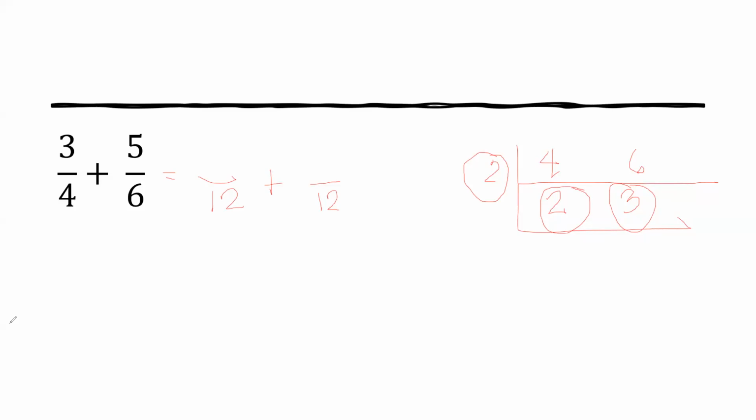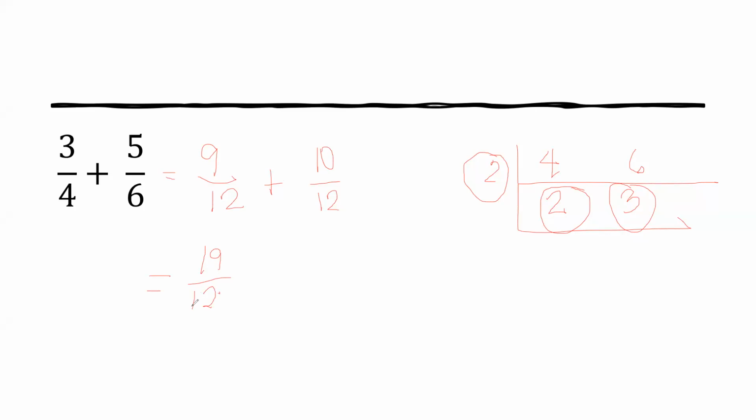Divide, then times. 12 divided by 4, 3 po. Times 3, 9. That will be 9. Dito naman tayo sa 5/6. 12 divided by 6, 2. Times 5, 10. So, plus tayo dito. 9 plus 10, 19. 19 over 12. Sorry, 19 over 12.